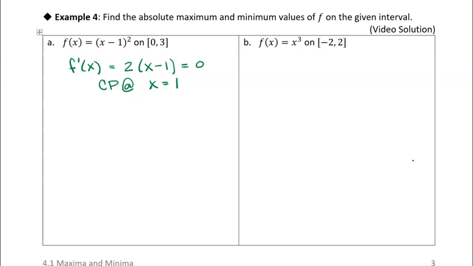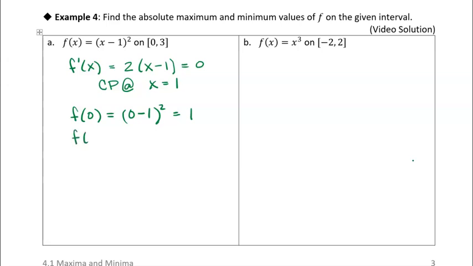All right, and then the next step is just to evaluate the function. Now we're going back to f, right? We're trying to find the maximum and minimum values of f, the original function. So for the endpoints, we have one endpoint at 0, right? So if I put in 0, I get (0 minus 1) squared, which is just going to be 1. Okay, so that's the value of the function at 0.